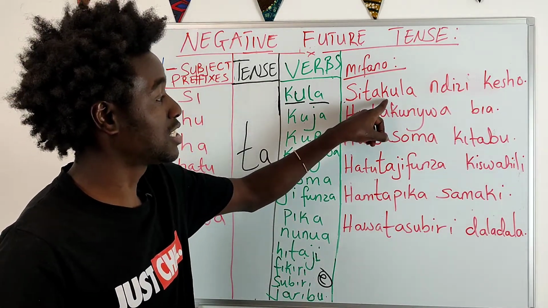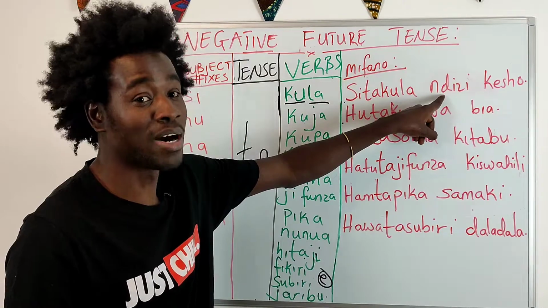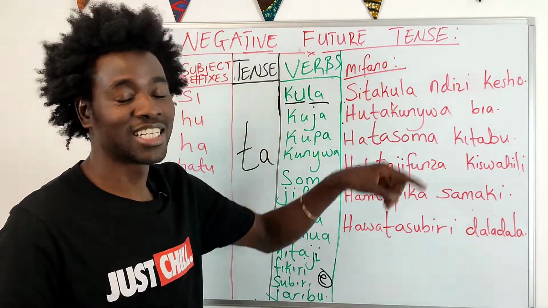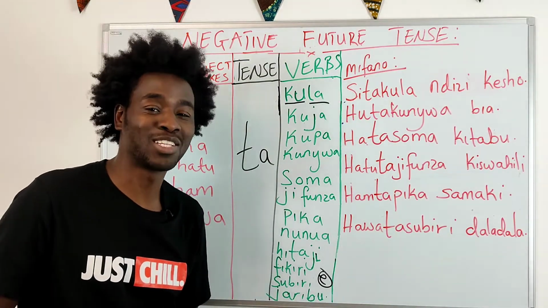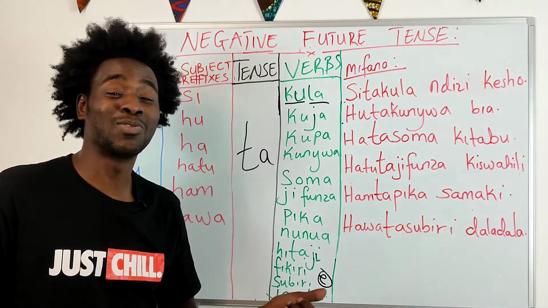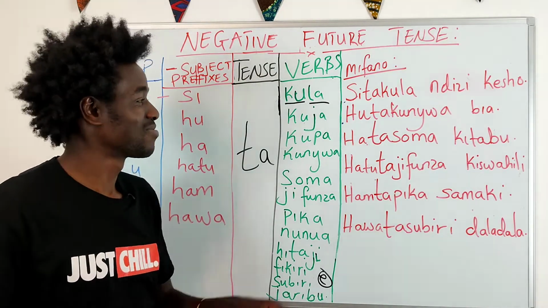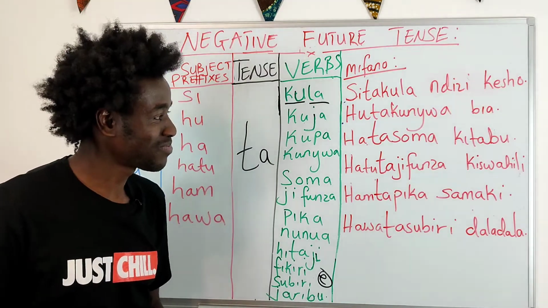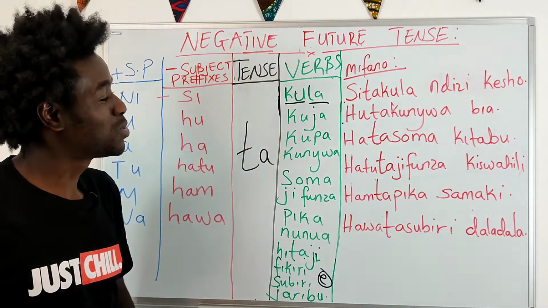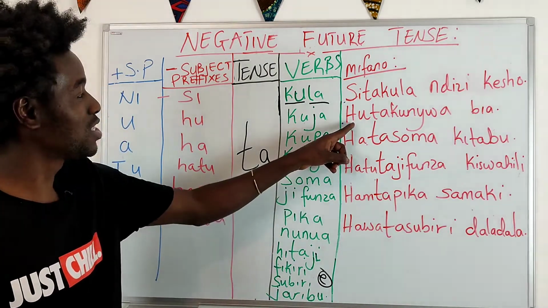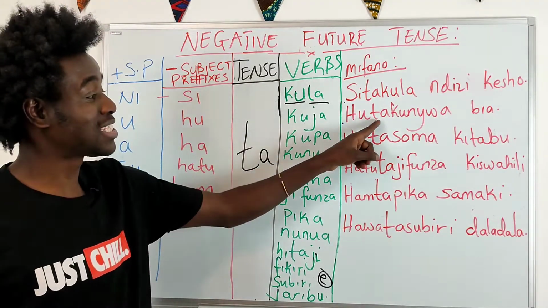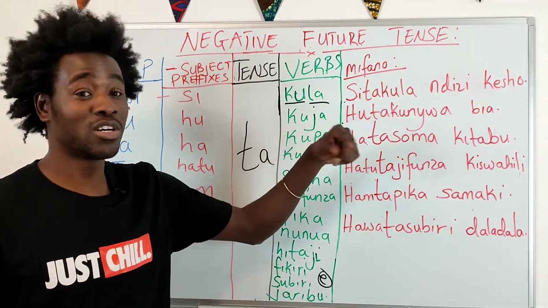Sitakula, this means I will not eat. Ndizi, this is banana or bananas. And kesho is tomorrow. So sitakula ndizi kesho, this means I will not eat bananas tomorrow. Example number two is hutakunywa beer. So hu, this is the negative subject prefix for you, and ta, tense, and kunywa, to drink, and the beer.